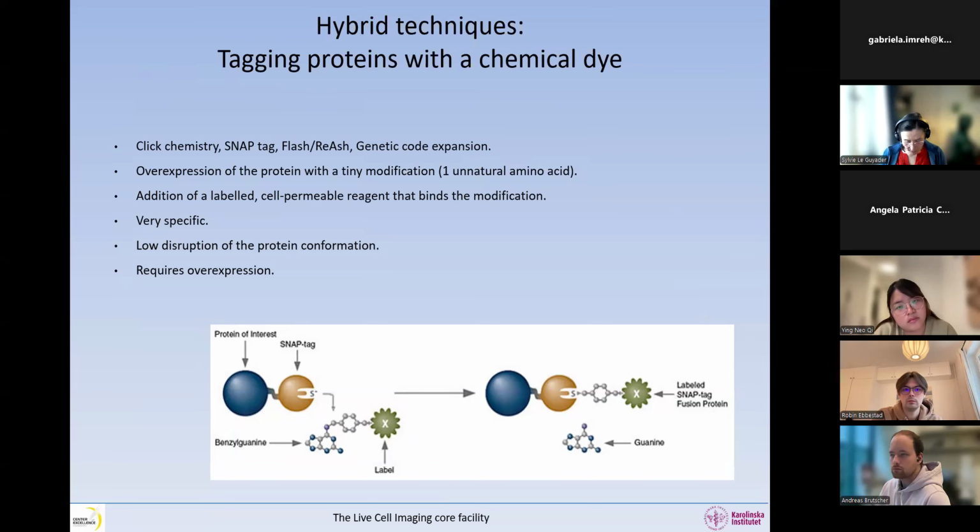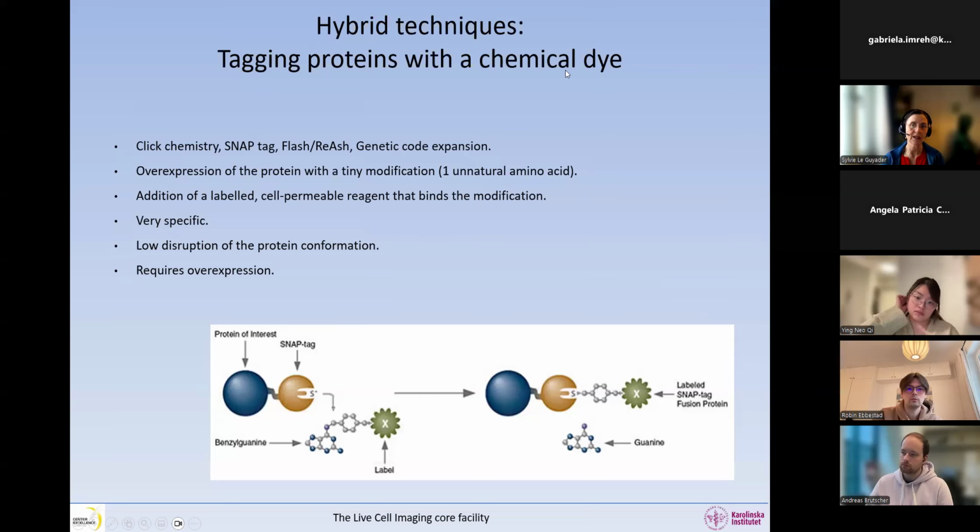Now I have spoken about the different types of fluorophores, chemicals or proteins, and there are also some hybrid techniques that combine protein with a chemical dye. For example, the modification of the protein with a chemical dye. And these are things that you have probably heard of: click chemistry, SNAP-tag, FlAsH-ReAsH, genetic code expansion. All these techniques actually combine the overexpression of a protein with a chemical dye.